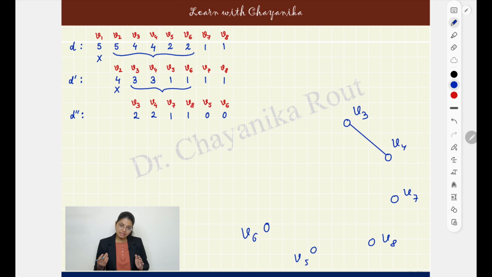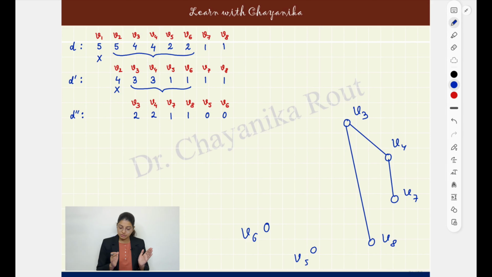Since I can't make them adjacent to V5 and V6 because they are isolated vertices, let me make V3 adjacent to V8. Okay, so V3 has degree 2. Now V4 has degree 2, and V4 is already adjacent to V3. Let me make it adjacent to V7. I cannot make V4 adjacent to V8, otherwise V8 will have degree 2. So make V4 adjacent to V7.